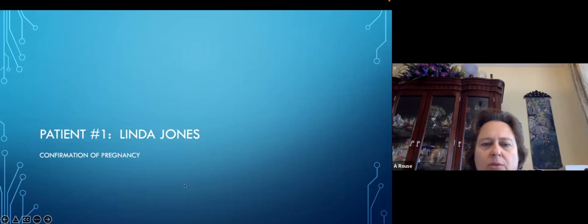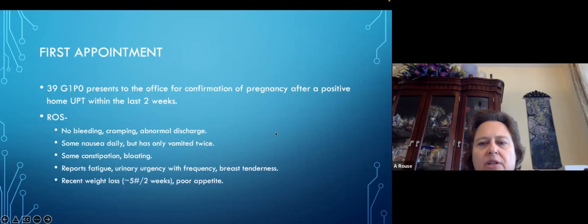All right, so first one, Miss Linda Jones, you are in the office today and you are seeing her as a confirmation of pregnancy visit. She's 39, this is her first pregnancy, and she came in because her positive test was at home in the last 2 weeks. No bleeding, cramping, discharge complaints, some nausea, but has only vomited twice, so doesn't think she needs anything yet. She's constipated, has some bloating. You go through your review of systems. You also find she reports fatigue, urgency, frequency, and some breast tenderness, all the things we would kind of expect. And she's lost about 5 pounds in the last 2 weeks because her appetite's poor. She again doesn't think she needs anything. So not very much out of the ordinary.